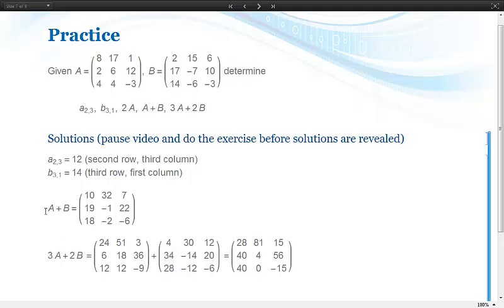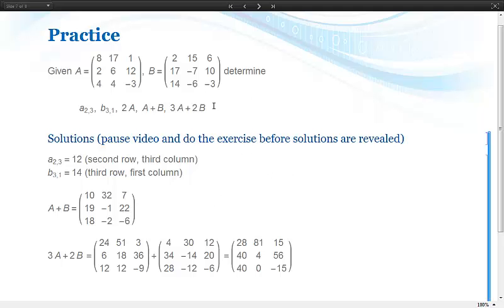A plus B, we simply add element by element, so it's 8 plus 2 is 10, 17 plus 15 is 32, 1 plus 6 is 7, 2 plus 17 is 19, 6 minus 7 is minus 1, 12 plus 10 is 22, etc.